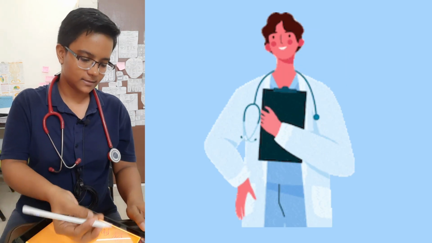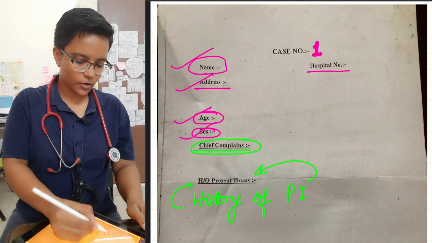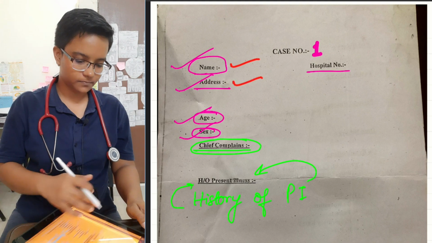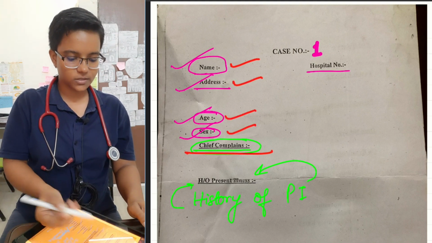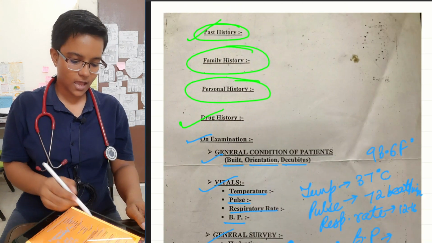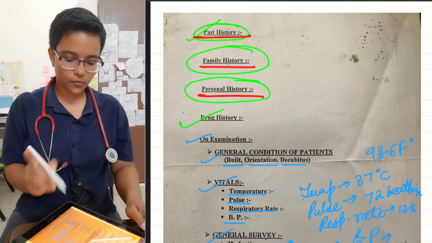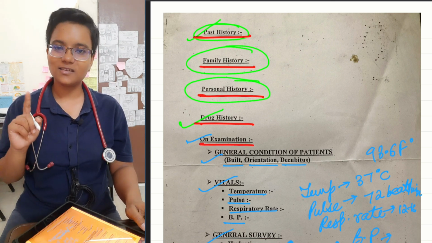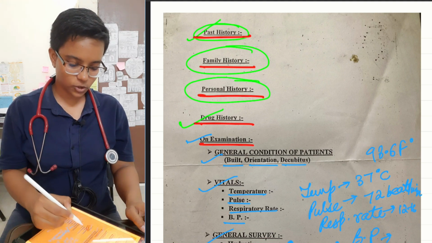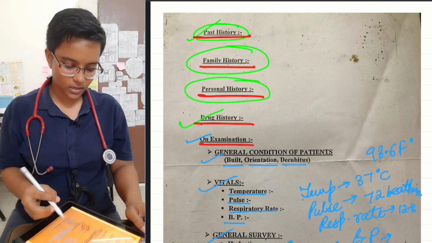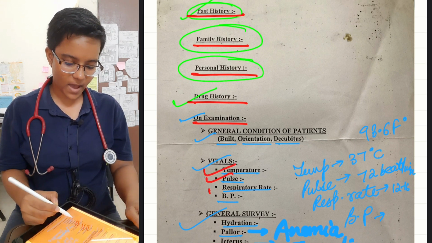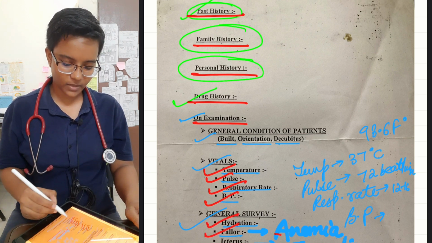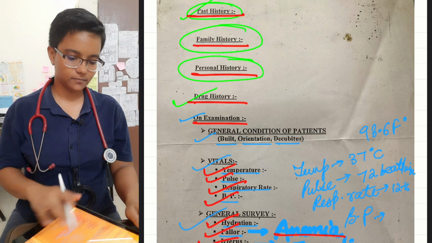So it goes like this: name, address, age, sex, and now comes the chief complaint, history of presenting illness, past history, family history, personal history, and drug history. Then comes the examination: general condition of the patient, build, orientation and decubitus. Vitals are necessary: temperature, pulse, respiratory rate and BP. General survey: hydration, pallor for anemia, icterus for jaundice, and clubbing, cyanosis, pedal edema, generalized lymphadenopathy.